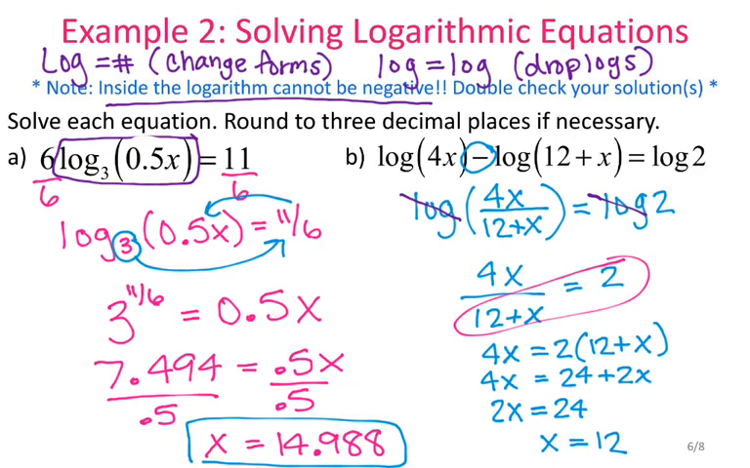And again, before I circle that as my answer, I'm going to go back and look at what's inside my logarithms: 4 times x and 12 plus x, and I want to make sure that stays positive. If x is 12, 4 times 12 is 48, so that works. And 12 plus 12 is 24, so that works. So my answer is indeed 12.